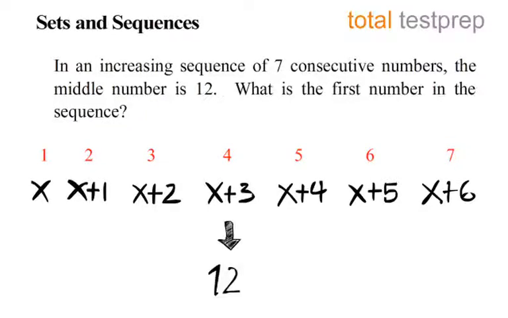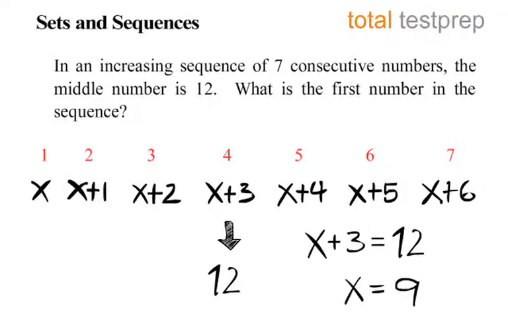So we know the middle number is 12. In other words, x plus 3 equals 12. When you solve for x, you get that x equals 9, so the first number is equal to 9, because the first number is by definition x.